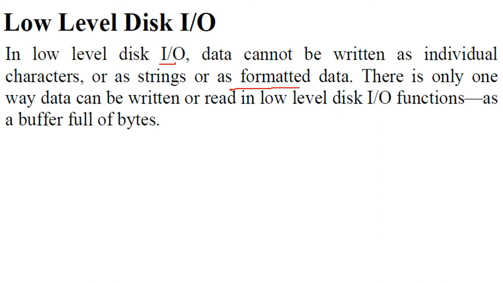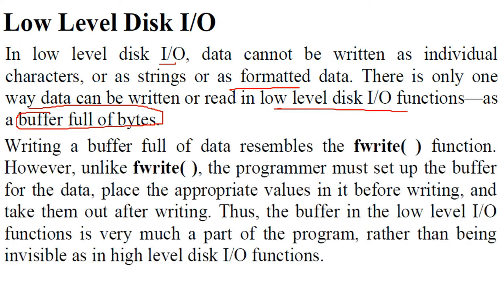There is only one way data can be written or read in low level disk input output functions, just as a buffer full of bytes. So a buffer is being written, and when we are writing a buffer full of data, it resembles the fwrite function. But unlike fwrite, the programmer must set up the buffer for that data and also place the appropriate values in it before writing, right?